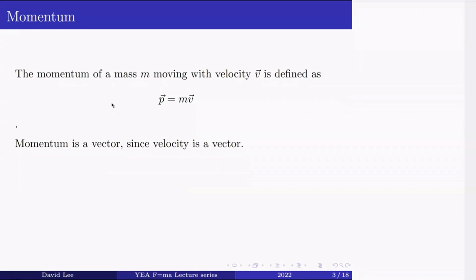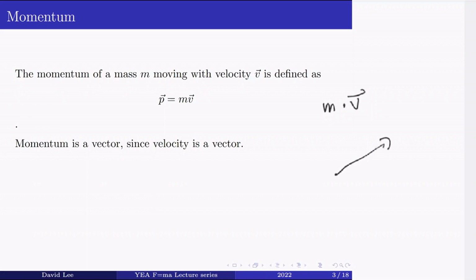Okay, so an introduction. What is momentum? Well, we define the momentum of a mass to be equal to the product of its mass and velocity. So p equals mv. And this is a vector because when you get a scalar like m and then you multiply by a vector like v, you'll get a vector.